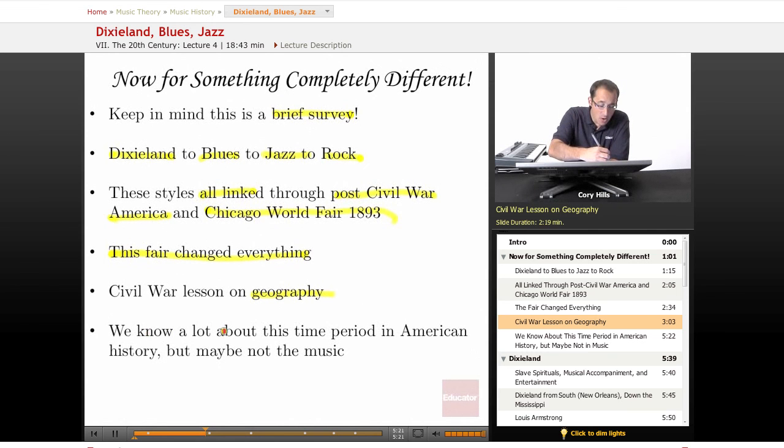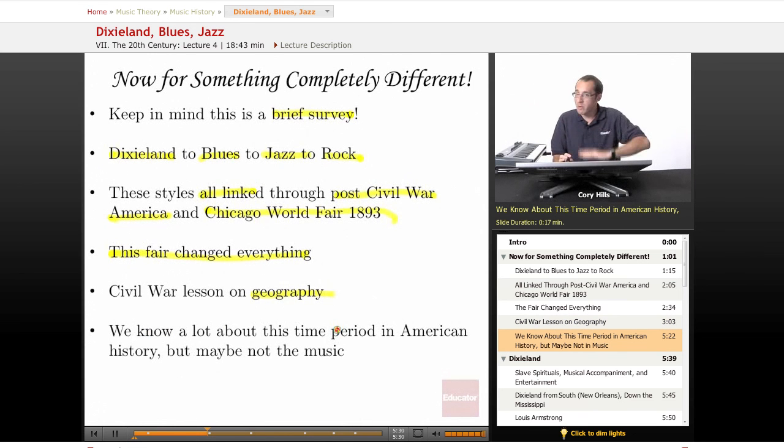So as I say, we know a lot about this time period in American history, but maybe not the music. And having this geography really helps, as we have New Orleans very, very south, and then we're going all the way up to Chicago for the World's Fair.